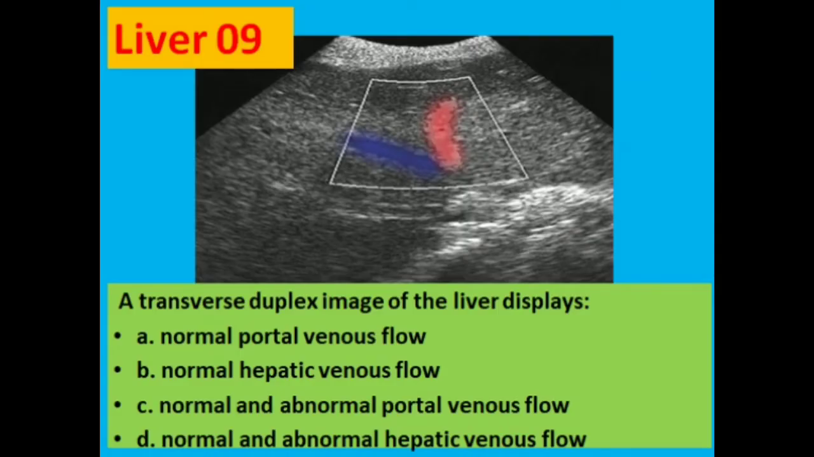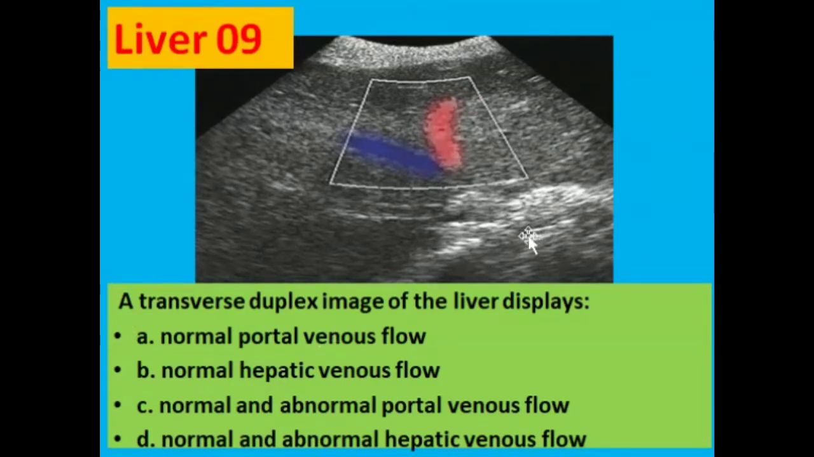In this case, the color Doppler shows two vessels with different flow directions. The query is whether it is a normal portal venous flow, a normal hepatic venous flow, normal and abnormal portal venous flow, or normal and abnormal hepatic venous flow.